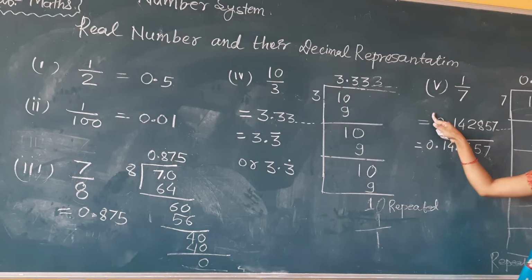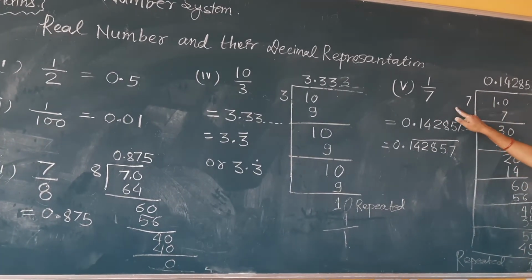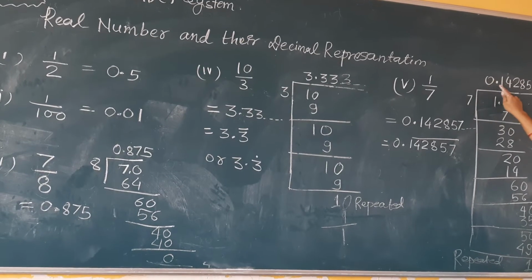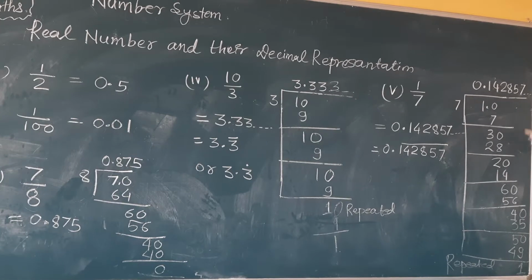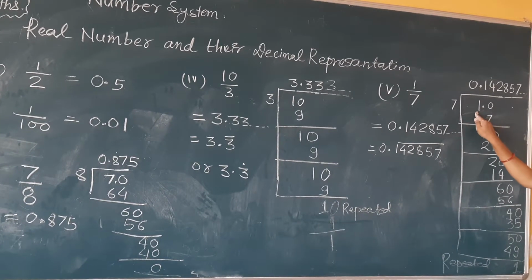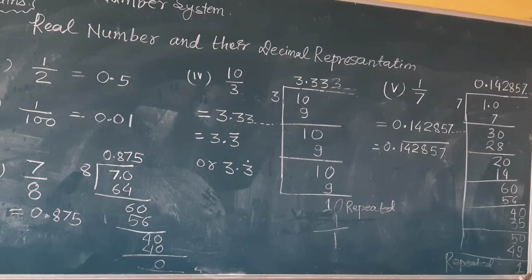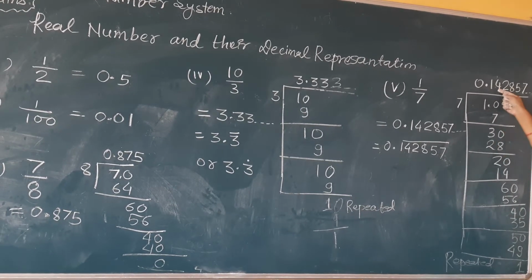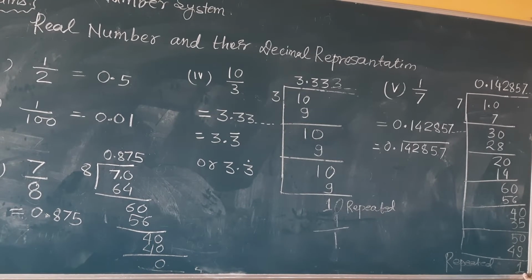Second example, we take 1 upon 7. When we divide 1 by 7, we get our answer 0.142857. And after a few steps, we get the initial number again. Means our remainder is 1 again. Then we have to repeat all these division steps again.